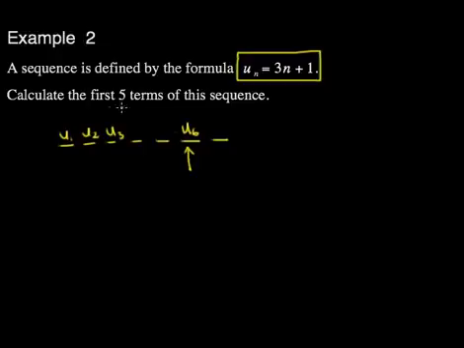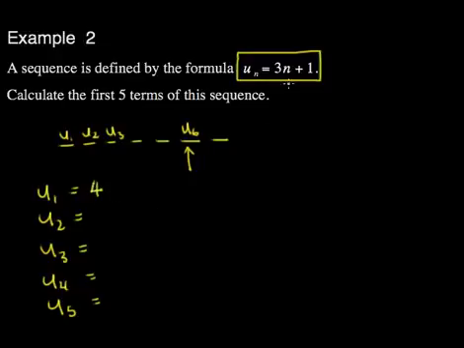on. So if it's asking for the first 5 terms, it's asking for you to work out U1, U2, U3, 4, and 5. So the first term would be replacing the n here with the number 1. So it's going to be 3 times 1 plus 1, which is 4.